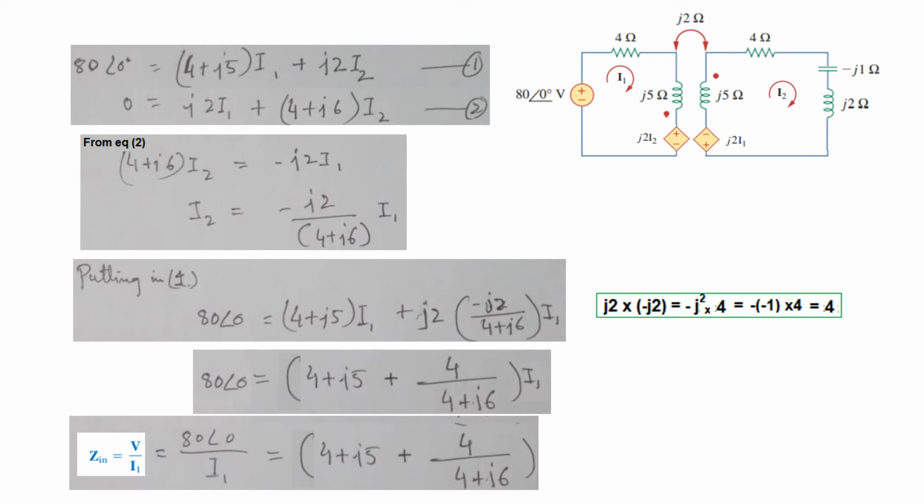So Z input is V over I1. Now this is I1, this is V. So V over I1 is 80 over I1, and it is equal to this part here. And again, we can now use the calculator in complex mode to get the answer directly. If you still have doubt about using the calculator in complex mode, I have a video on this topic, so kindly go through that video. Okay, so the answer will be 4.308 plus j0.538.